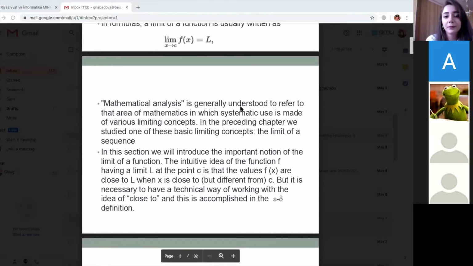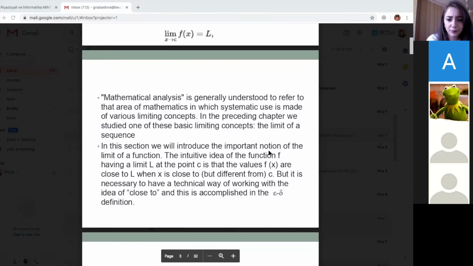We will introduce the important notion of the limit of a function. An intuitive idea of a function f having a limit L at the point c is that the values of f(x) are close to L when x is close to c.